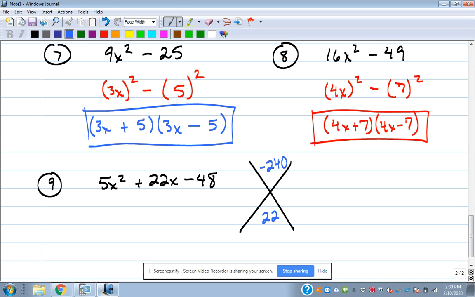So this is where, again, knowing your multiplication tables can help you out a lot. Since that 240 ends in a 0, I should be able to think about things that multiply to be 24 and put 0 on one of them. That'll help. This 240 has a lot of factors, but there are only 2 that we need. Multiply to be negative 240 and add to be 22. 30 times negative 8. Good job.